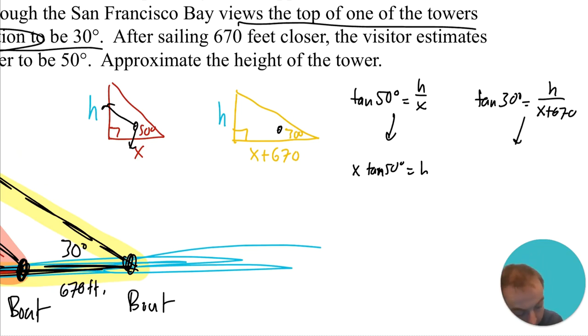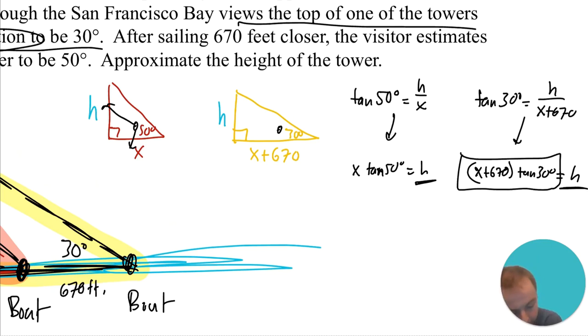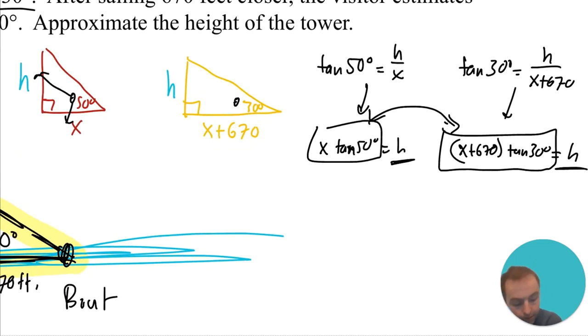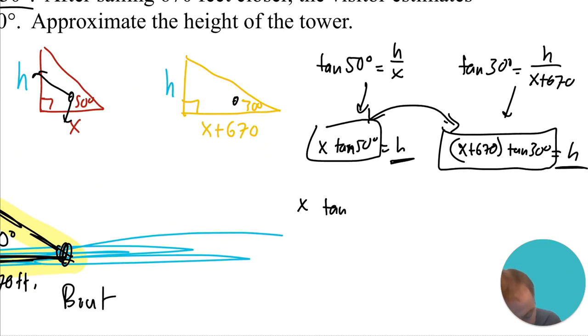And then solving this one for h alone, the quantity of x plus 670 multiplied by the tangent of 30 degrees would equal h alone. And because we know that h and that h are alone, we could take this quantity and this quantity right here and set them equal to each other because they're going to be the same heights, right? So then we can say that x tangent 50 degrees is going to equal, and then I'm going to distribute the tangent 30 to the x, and then the tangent 30 times 670.